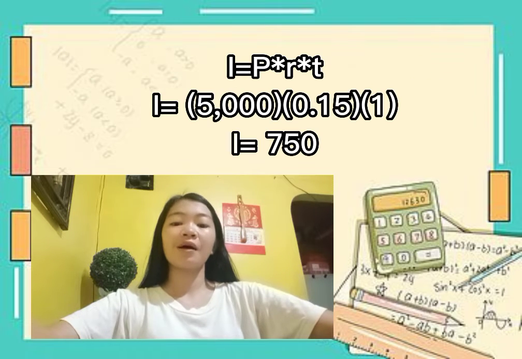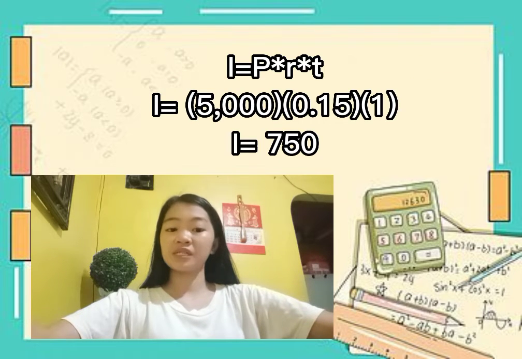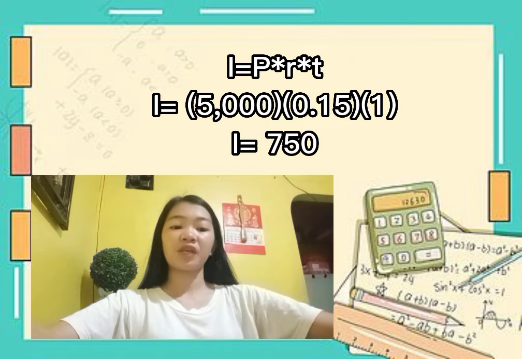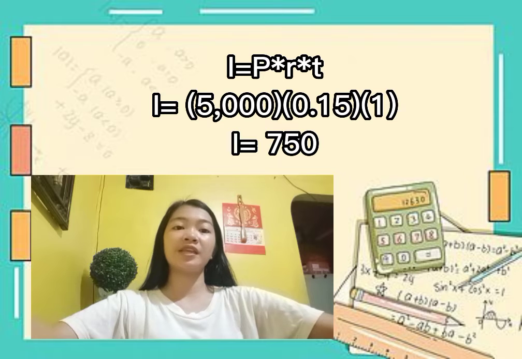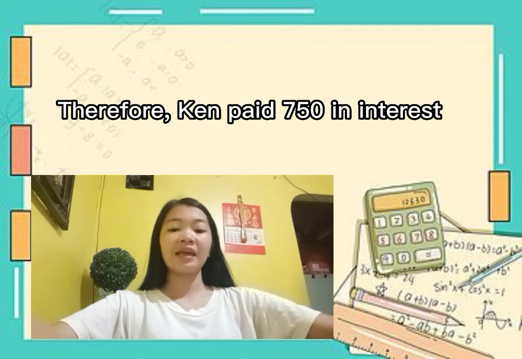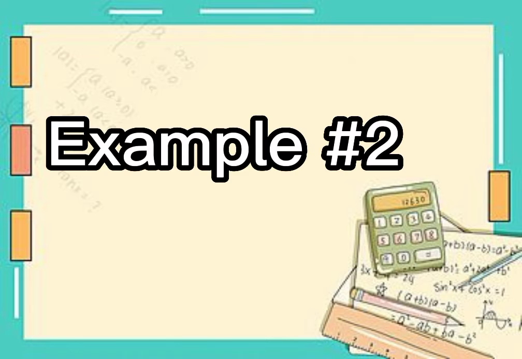We have 5,000 as our principal and 0.15 as rate of interest and 1 as our time. We have interest equals P R T, and in order to get it, we have to substitute the given data. 5,000 times 0.15 times 1 equals 750. Ken will pay 750 in interest.